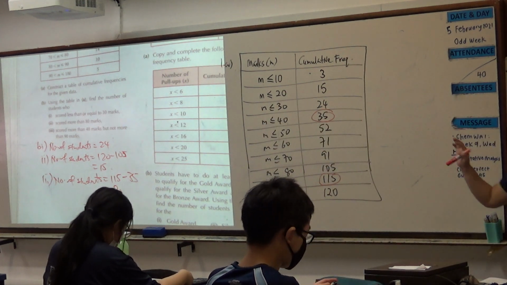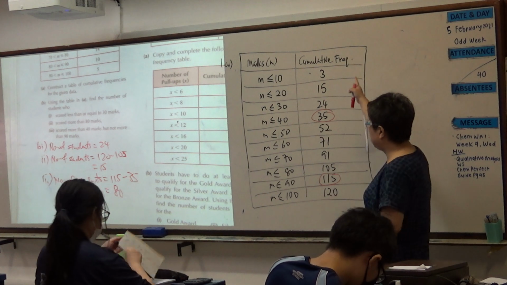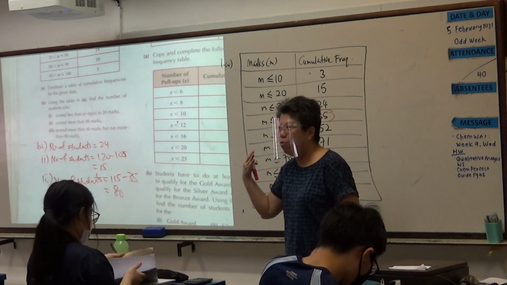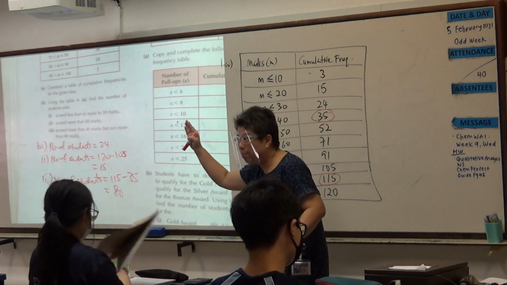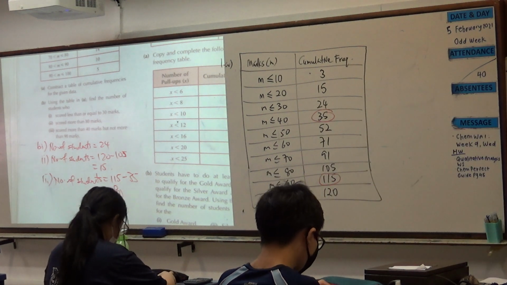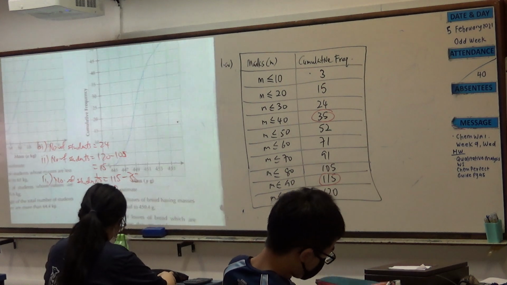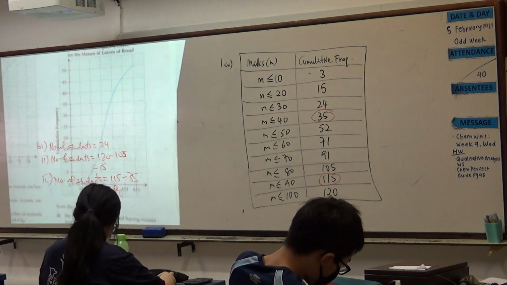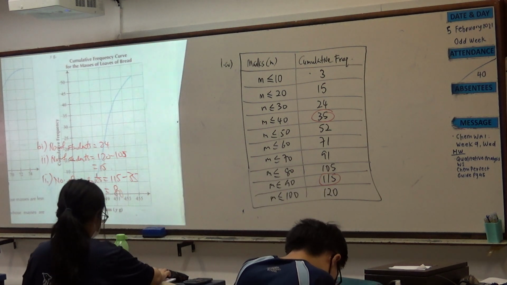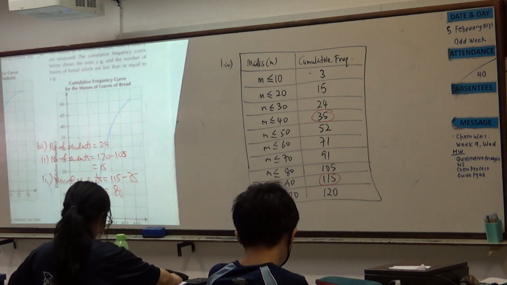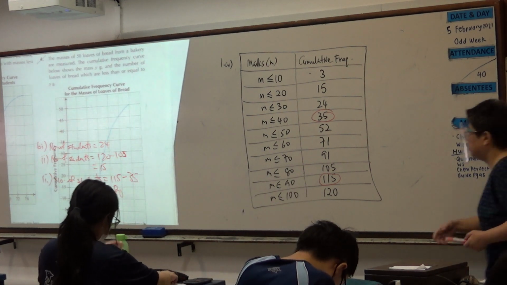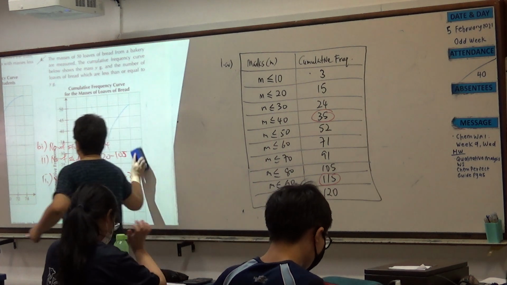I hope I've made this very, very clear. Now this one is from a table form. Later on we're going to move on to a curve form. Okay? Alright, now can all of you look at question number 4 now? Number 4, this one. Okay, question number 4. I'm going to guide you.